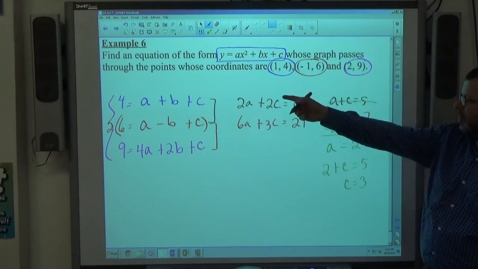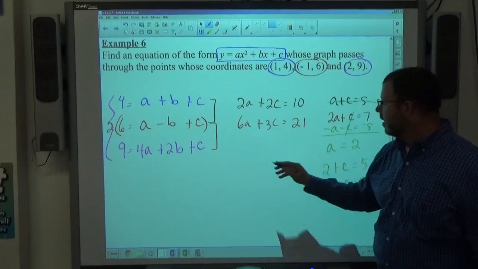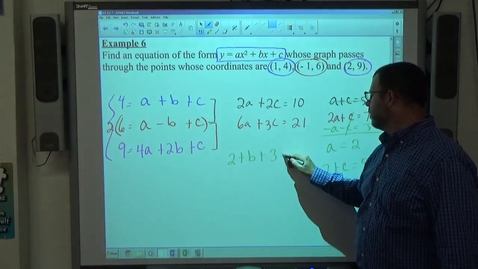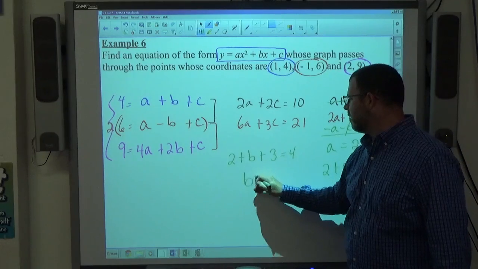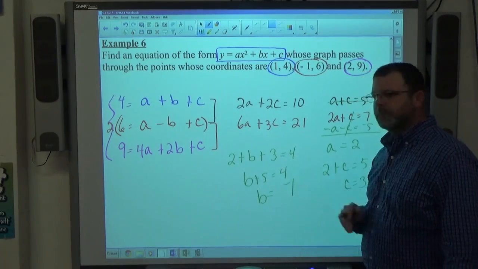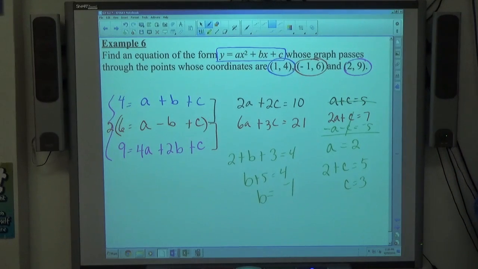If I take the blue equation over here, a plus b plus c, a, which is 2, plus b, we don't know yet, plus c, which is 3, is equal to 4. That means b plus 5 equals 4. That means b is equal to negative 1. Okay, so it's just a system of 3 equations like we've been doing already now in this section.